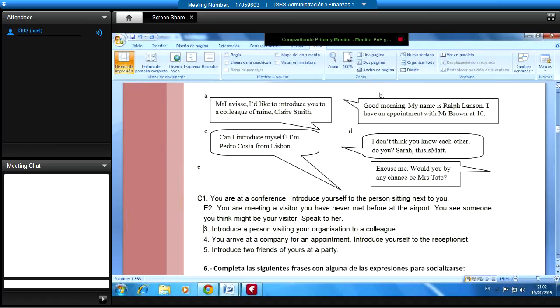Number 3, Eduardo, introduce a person visiting your organization to a colleague. Is the A1. Okay, it's A. It's the first bubble. I'd like to introduce you to a colleague of mine, Claire Smith. Claire Smith, okay. A colleague, not college. College is university. This is colleague. Colleague, but not college, okay.